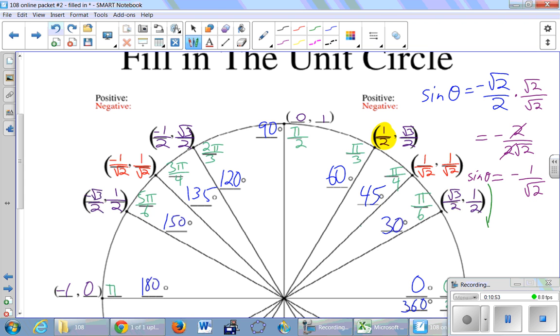So is the sine the x or the y? We know that's the y. So this problem is really asking for all the places on the unit circle where the y coordinate is negative 1 over root 2. So pause the video here, see if you can find 2 places where the y coordinate is negative 1 over root 2.